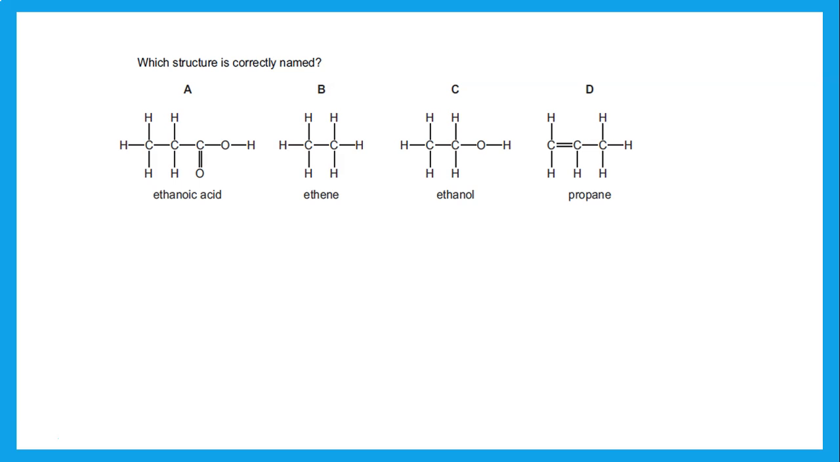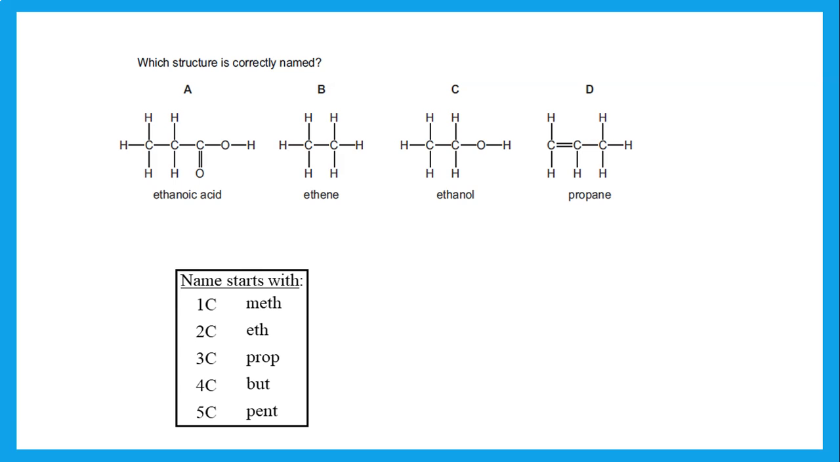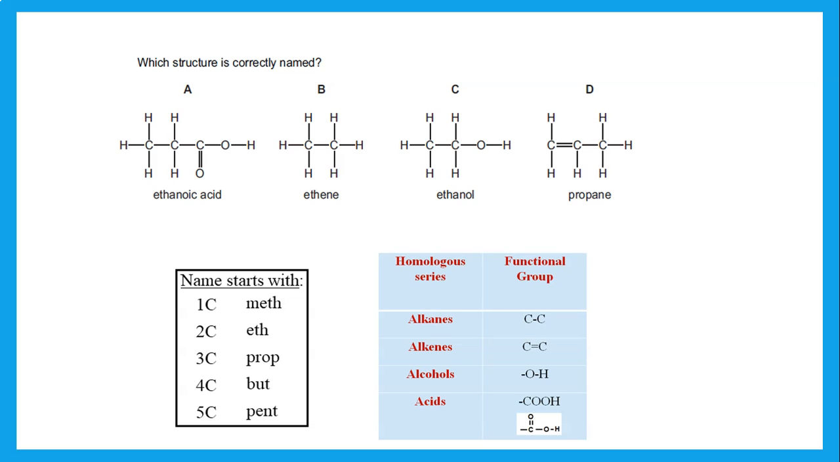Which structure is correctly named? Let's take them one by one. A. Is A correct? The question says A is called ethanoic. No. Remember, eth means 2 carbons and A has 3 carbons. So actually that is propanoic acid. What about B? B says ethene. Ene must have what? Alkenes must have a double bond. So that's not an alkene.